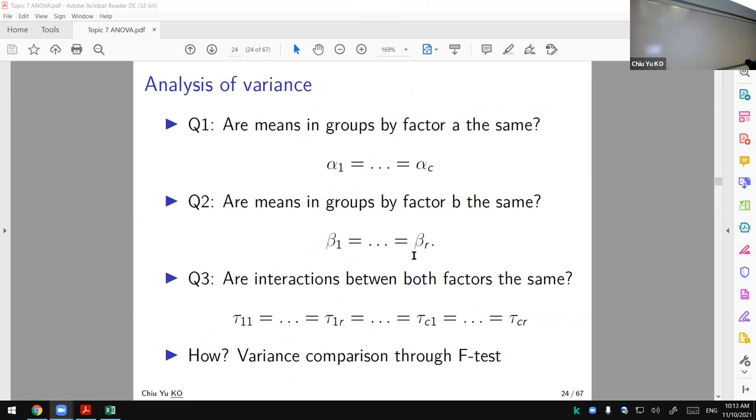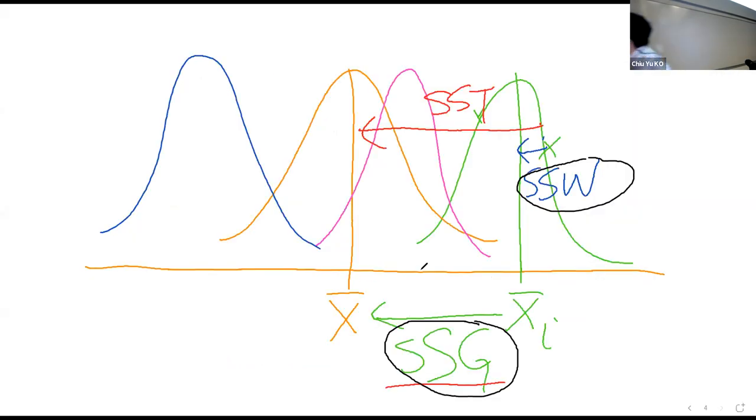There will be three questions, right? Whether the mean of the group by alpha is the same, beta the same, or tau are the same, okay? And we will do the variance comparison, as we said. The idea is very simple. Same as before, you look at different groupings, look at the grouping to the center. Is this mean small? Let's go back to here. There's no difference from doing that. What are we looking at? We are looking at whether this SSG is small. Of course, we have a different name, but that would be the idea.